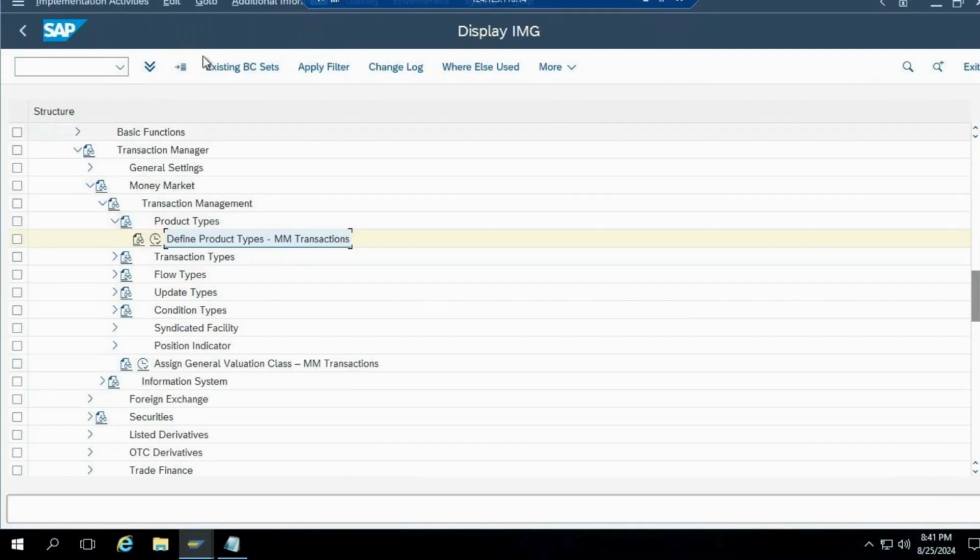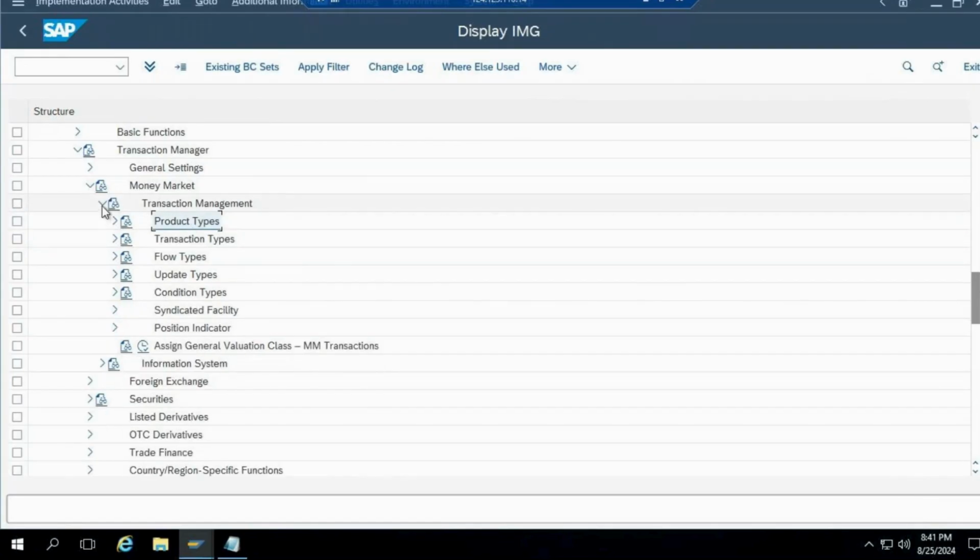So that is the thing. Like that, we have a product group for money market.